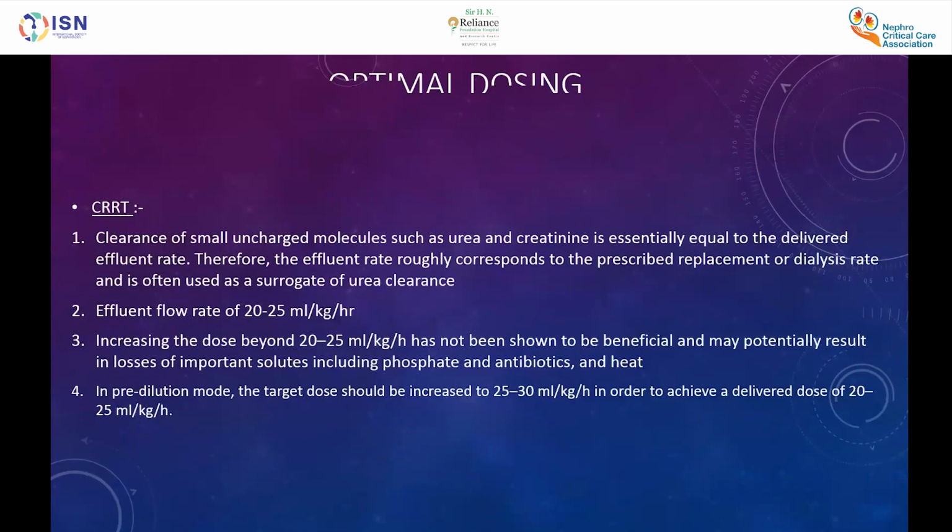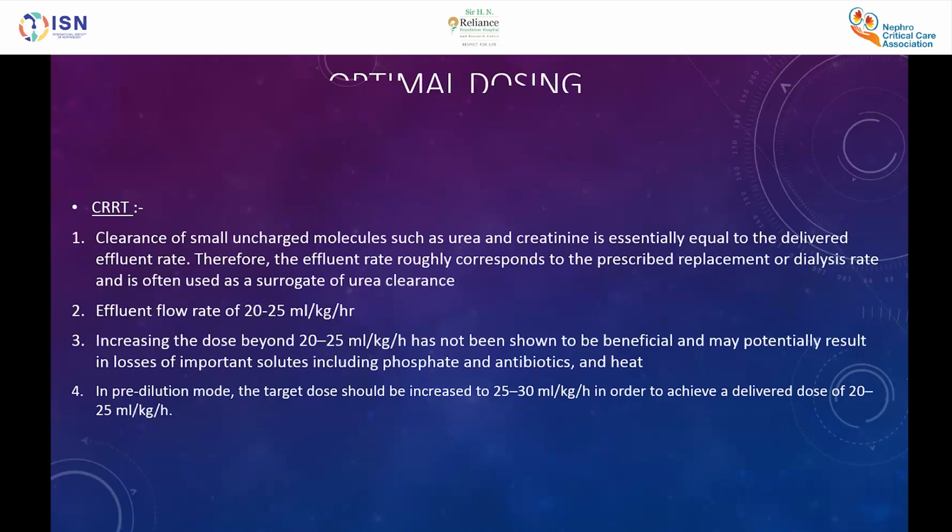In CRRT, the clearance of small uncharged molecules such as urea and creatinine is equal to the delivered effluent rate. So the effluent rate roughly corresponds to the prescribed replacement or dialysis rate, and it is often used as a surrogate of urea clearance. The effluent flow rate is roughly set around 20 to 25 ml per kg per hour. Increasing the dose beyond this number has not been shown to be beneficial and may potentially result in losses of important solutes, including phosphate, antibiotics, and heat.